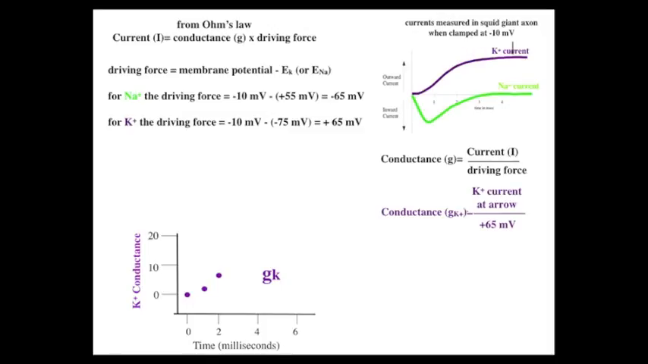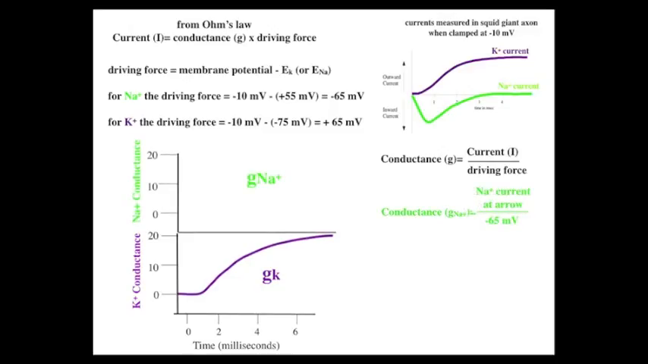And we're going to do it for all the points along the current curve. And we're going to get the conductance. And all that's saying, you can see the conductance curve looks just like the current curve. It's got to. The only thing that's modulating the amount of current is the conductance. So the conductance for potassium is nothing more than the current for potassium divided by, or scaled by, the driving force. That's all it is, and that's why it has the same shape, nothing more.